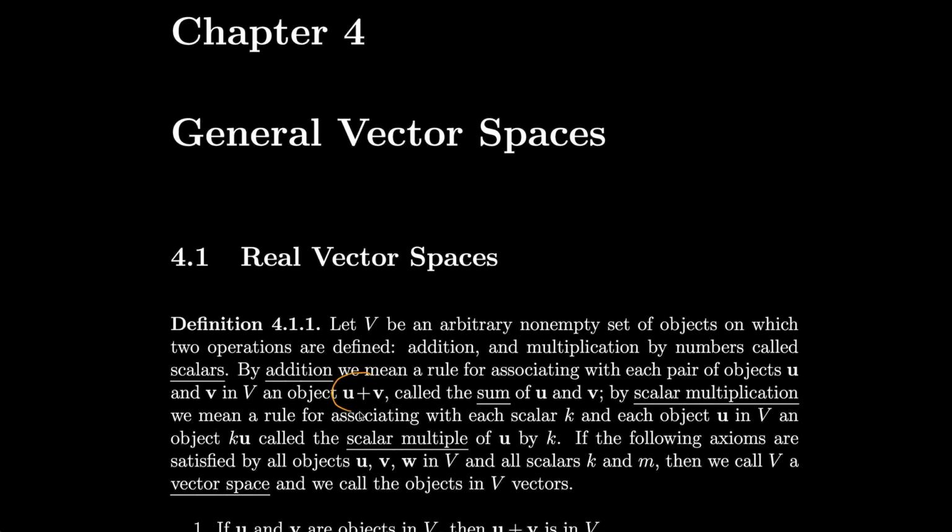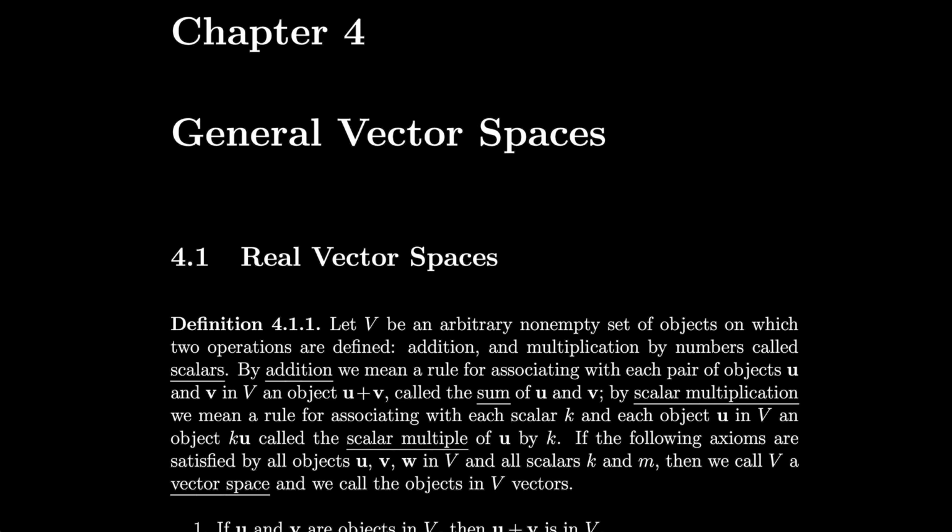So this is not necessarily going to be the same addition that we've seen thus far on vectors or on scalars. It could be an entirely new kind of concept of addition that we'll define when we talk about any particular vector space. By scalar multiplication, we mean a rule for associating with each scalar k and each object u in V an object ku called the scalar multiple of u by k. Similar to addition, we're redefining scalar multiplication in the context of whatever vector space we're talking about.